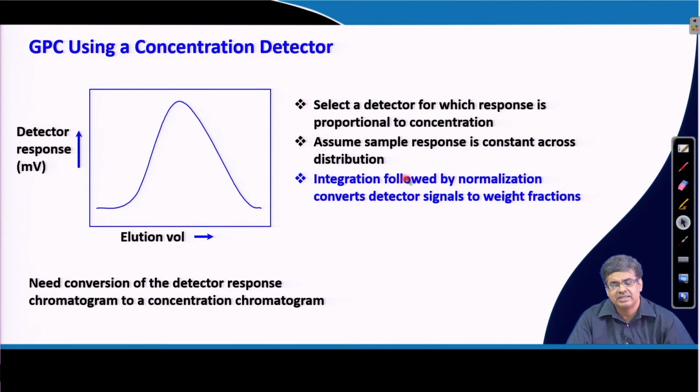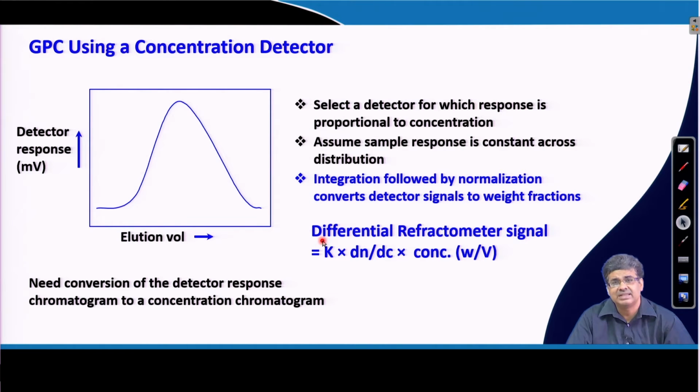So, basically integration followed by normalization, we can convert the detector signal to weight fraction. We can take each slice and find out the area and then divide that particular area by the entire area under the curve to get the weight fraction of the polymer chains having molecular weight in that particular slice.